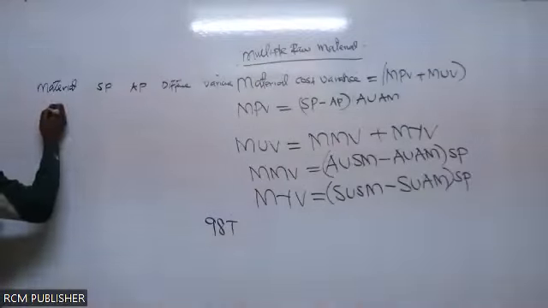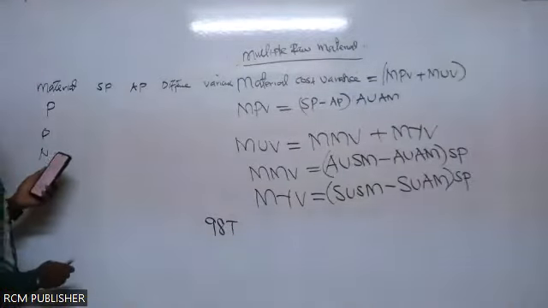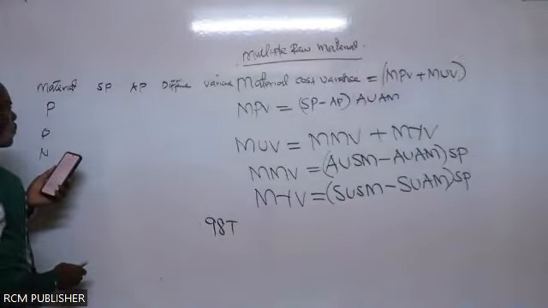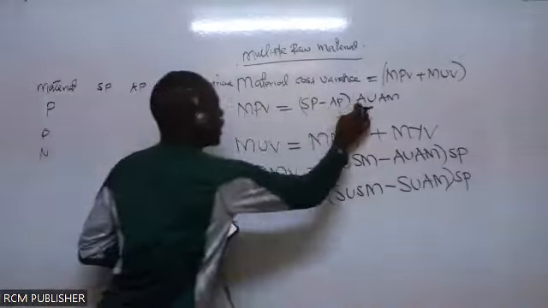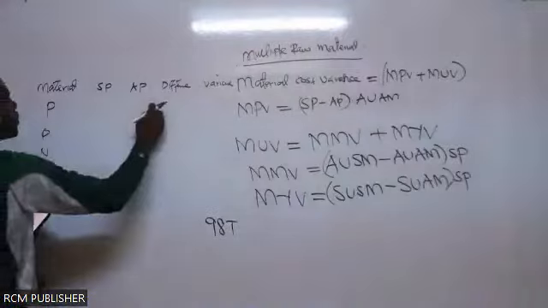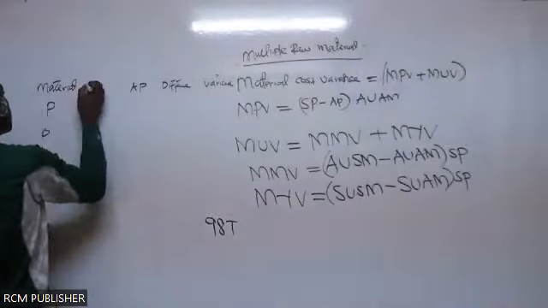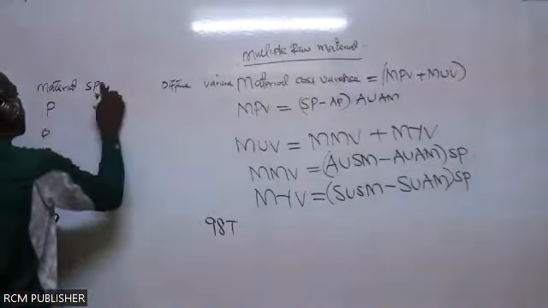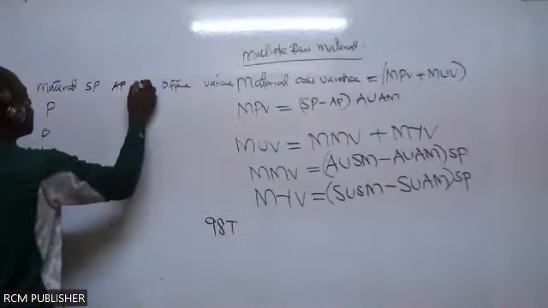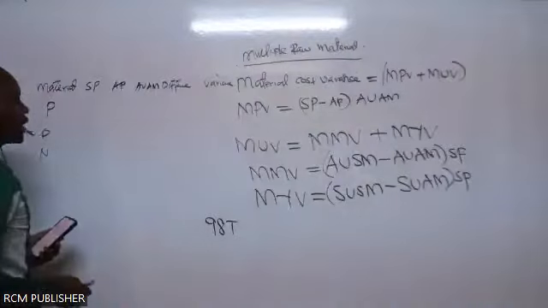We have P, Q, N. The standard price of P. Sorry, there's something we are leaving: actual usage in actual mix. So let's have actual usage here. Standard price, actual price, then actual usage in actual mix.